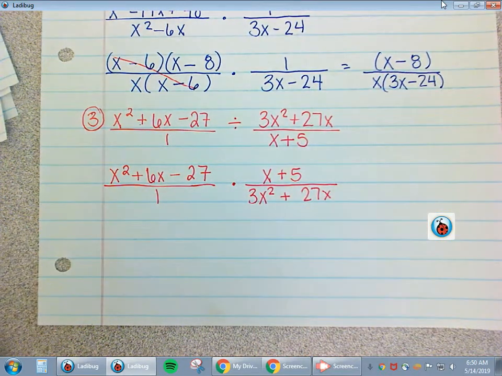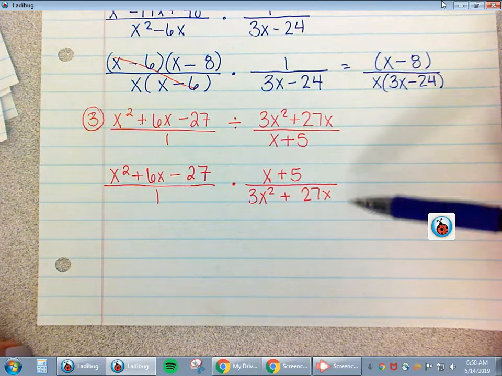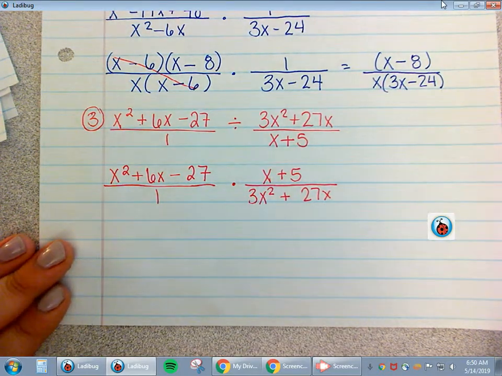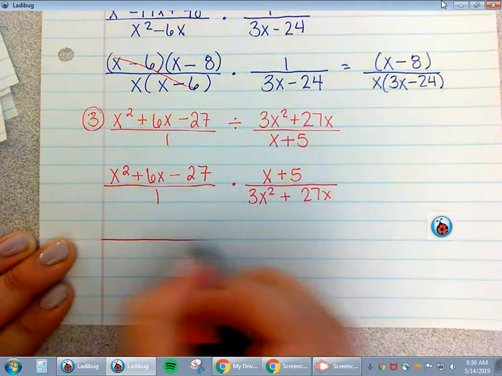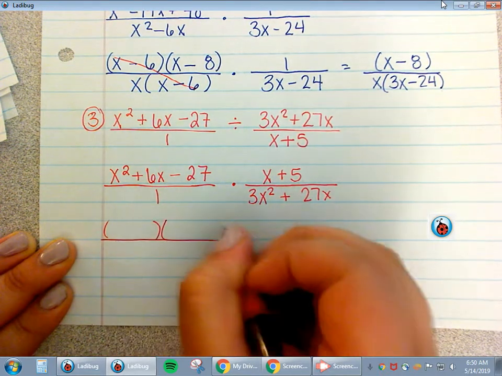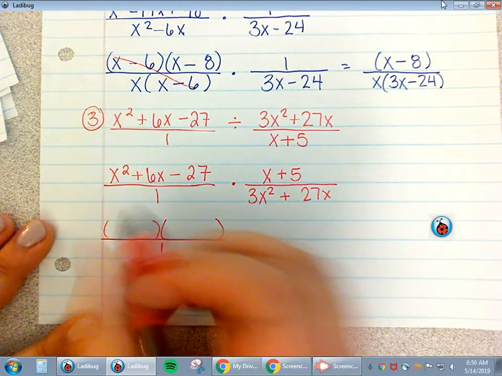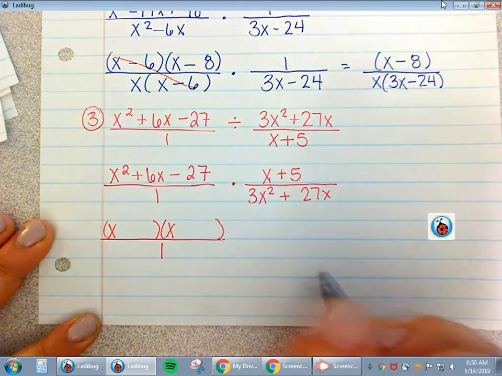All right, so that's done. Kept it, changed it, flipped it. Now you got to factor it. Or you could write it down the original way and then factor it in your next step. Either way. So let's see. We want to factor the top. So factors of 27 that add to 6. That'll be 9 and 3.